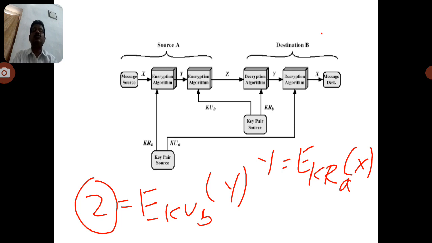In this, two messages are generated. One is the confidential message and the second one is the secret message, the authenticated message. When the confidential message is generated, the sender uses the recipient's public key in the encryption. When the authenticated message is generated, the sender uses his private key in the encryption. So this is the information related to public key cryptography.